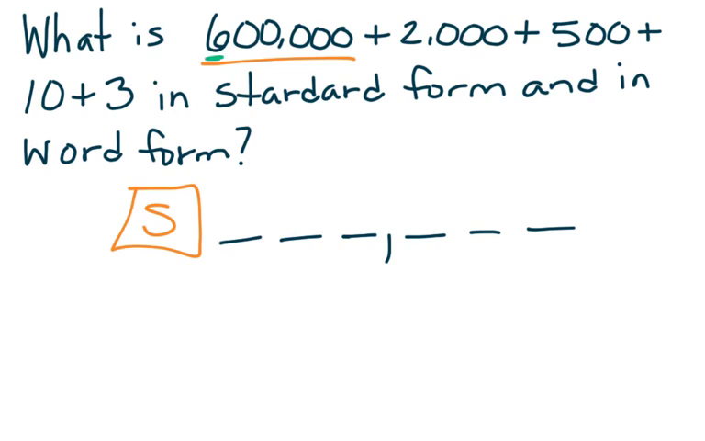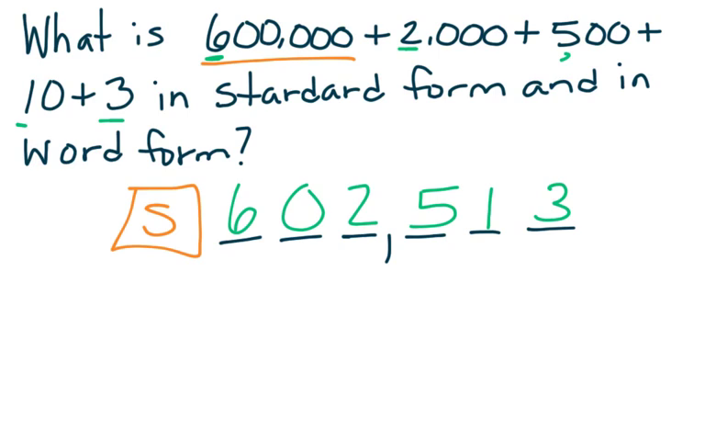My 6 is in my 100,000s place, so it's going to go in the 100,000s place. My 2 is in my thousands place. My 5 is in my hundreds place. My 1 is in my tens place, and my 3 is in my ones place. And then all I have to do is fill in my 0. So this number in standard form would be 602,513. From standard form, I can easily go to word form.